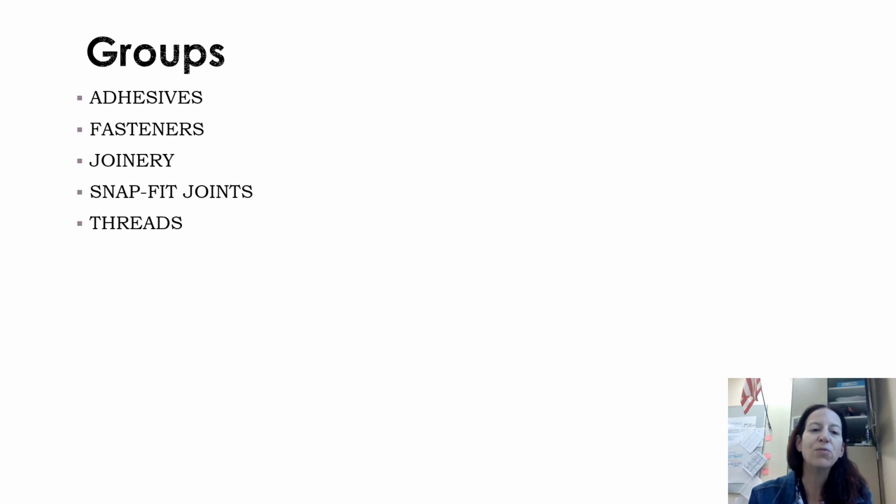And then the groups are adhesives, fasteners, which I know we're overusing that word, but fasteners is a broad word, but it also means something more specific. Joinery, snap fit joints, and threads. And so there's 5 groups. So we have a couple groups that are going to be duplicating each other, and I don't even remember who those people are. So yeah. Okay. And so that's what we'll be turning in.